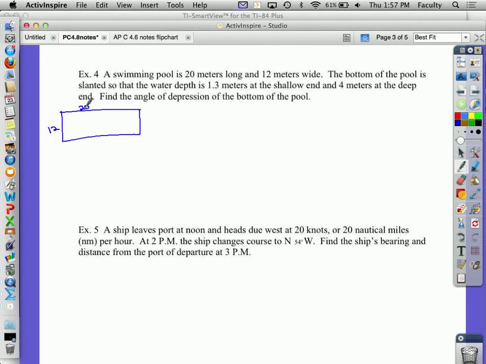So if you're looking at the top, you can't tell anything about depth, right? So we need to now make a side view of this. And so it's 20 meters across this way. It's 1.3 meters deep.